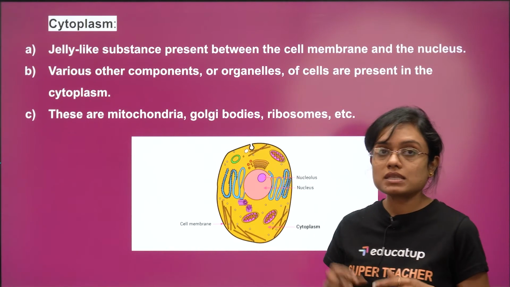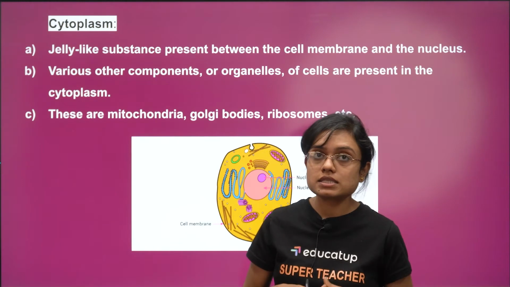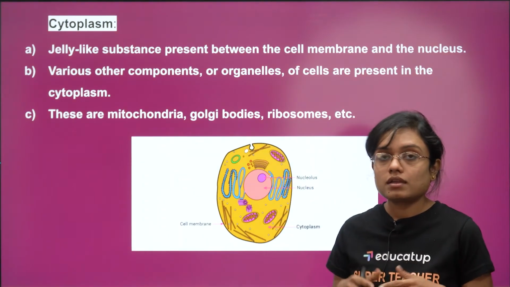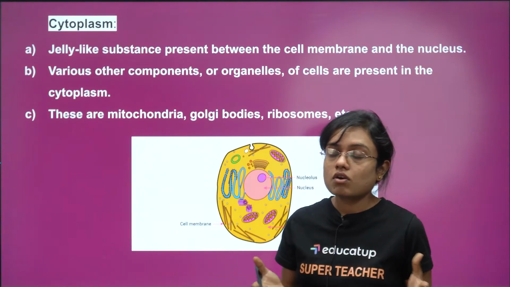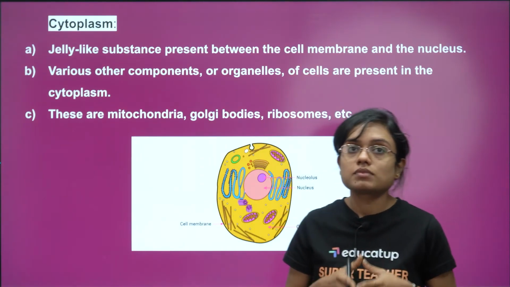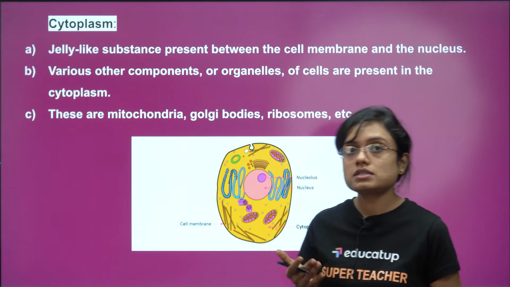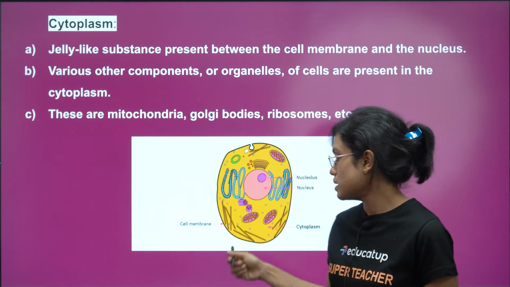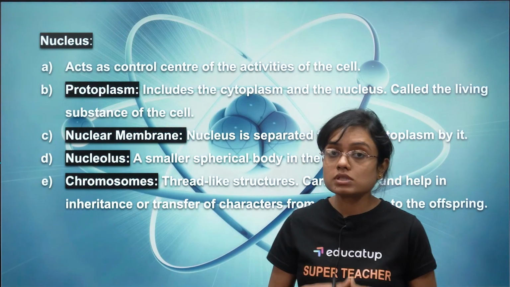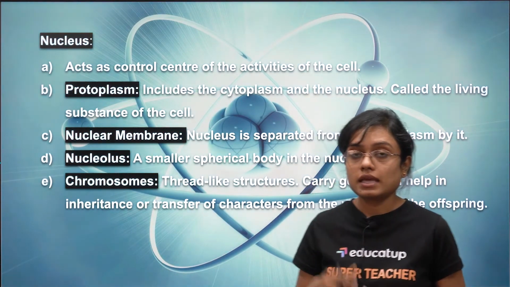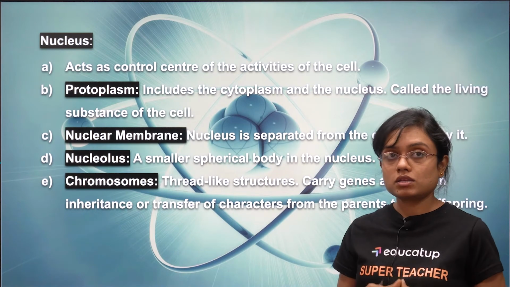Now, cytoplasm is the jelly-like substance which is present inside the cell membrane. It is actually present between the cell membrane and the nucleus. Various other components are present in the cytoplasm, like mitochondria, Golgi bodies, the ribosomes. Then you have the nucleus. Nucleus acts as the control center or the powerhouse of the cell. All the activities are controlled by the nucleus.